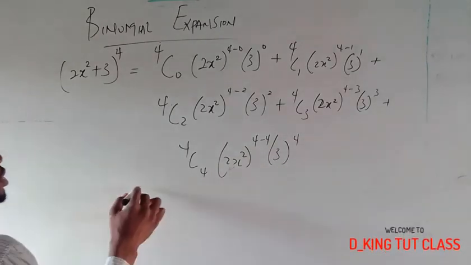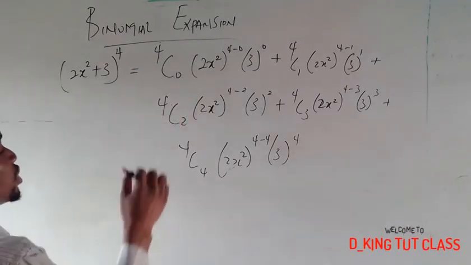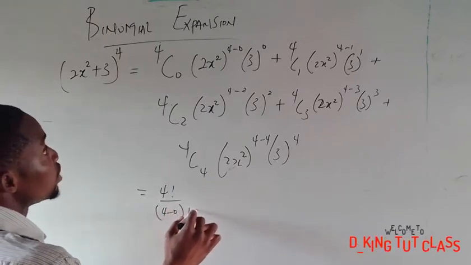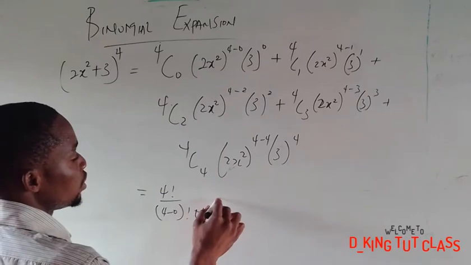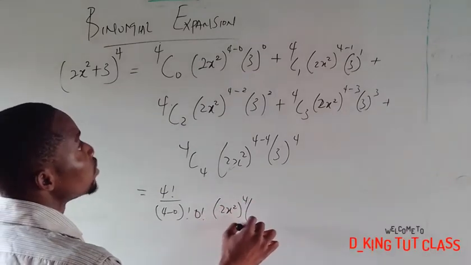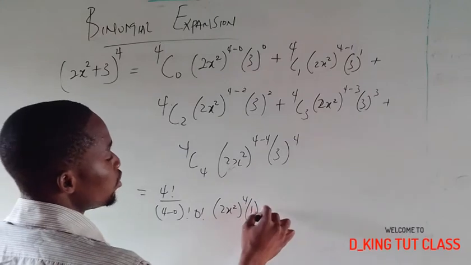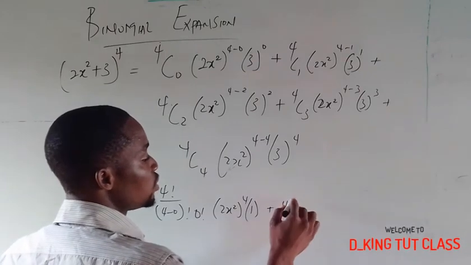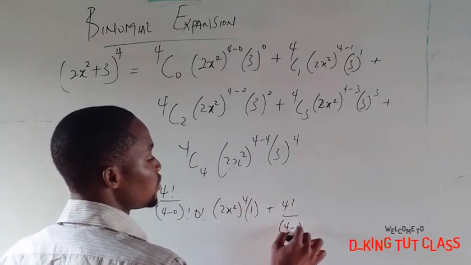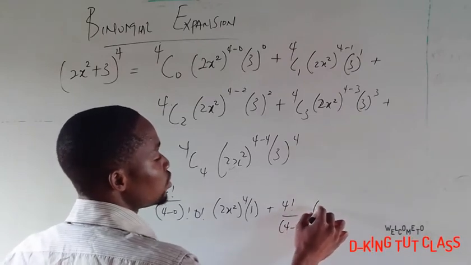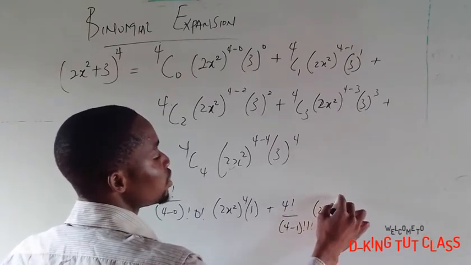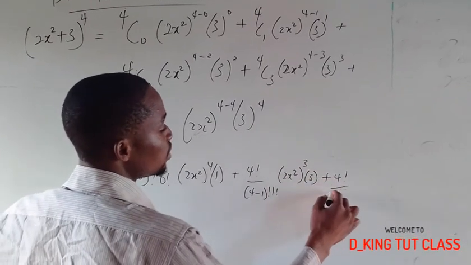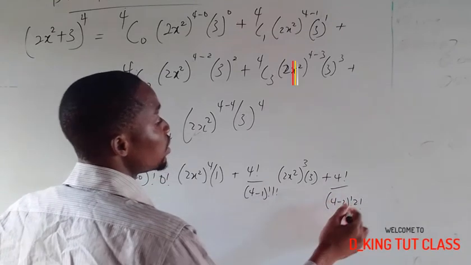Now, you are advised to take it carefully. In which case, 4 combination 0 is what? 4 factorial over what? 4 minus 0 factorial, 0 factorial, times 2x squared raised power 4, 3 raised power 0 is 1, plus 4 combination 1, and 4 combination 1 here is what? According to combination formula, 4 factorial over 4 minus 1 factorial, 1 factorial, 2x squared, all raised power what? 3. 3 raised power 1 here is what? 3.